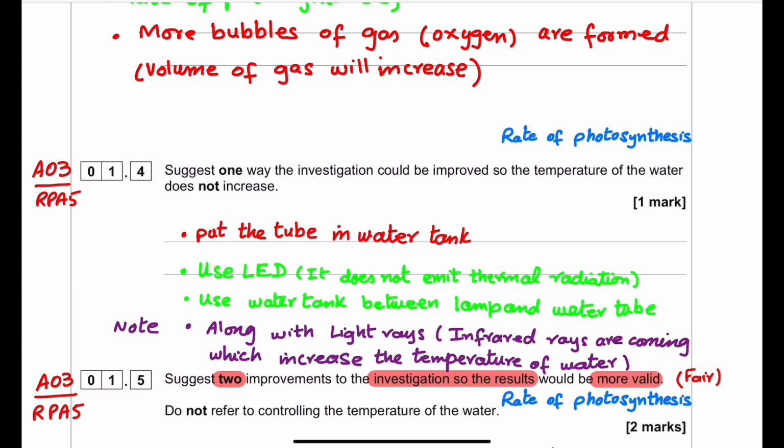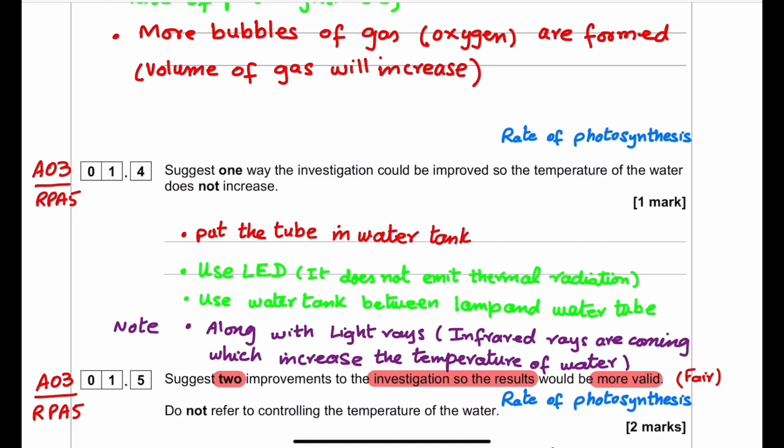1.5 is an AO3 question from the same topic, the rate of photosynthesis, associated with practical activity number 5. Suggest two improvements to the investigation so the results would be more valid. Valid means that the results are fair. Do not refer to controlling the temperature of the water in your answer.